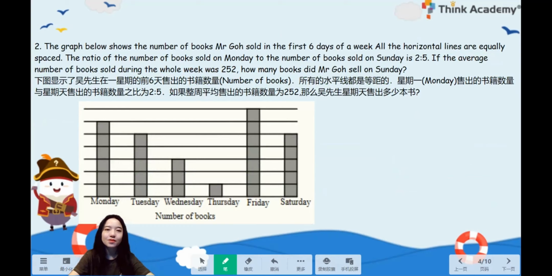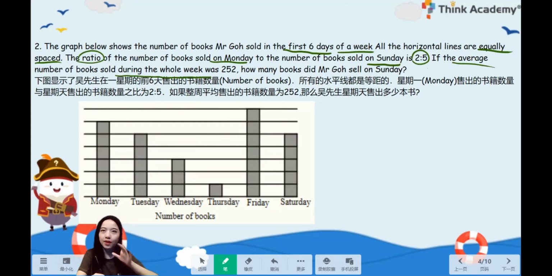The graph below shows the number of books Mr. Gao sold in the first 6 days of a week. All the horizontal lines are equally spaced. The ratio of the number of books sold on Monday to the number of books sold on Sunday is 2 to 5. If the average number of books sold during the whole week, how many days in a week? Think properly. Great, 7 days, was 252. How many books did Mr. Gao sell on Sunday?